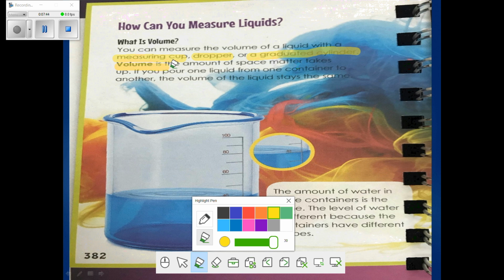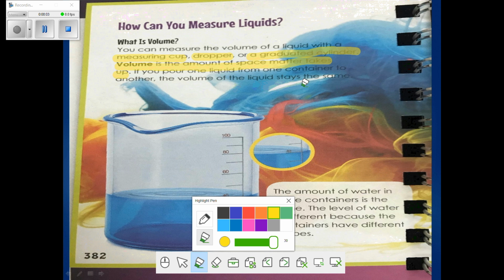Volume is the amount of space matter takes up. If you pour a liquid from one container to another, the volume of the liquid stays the same.